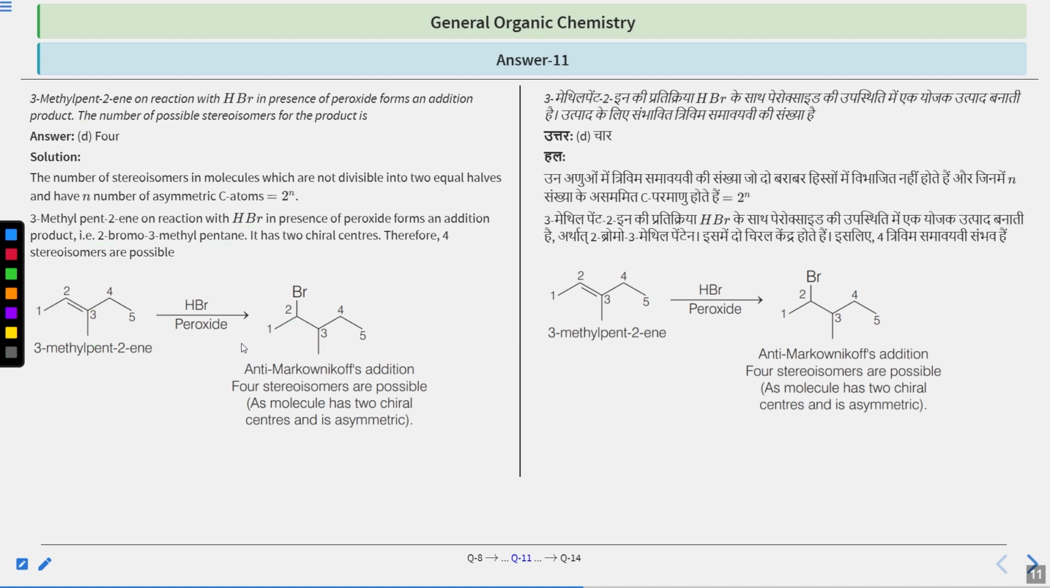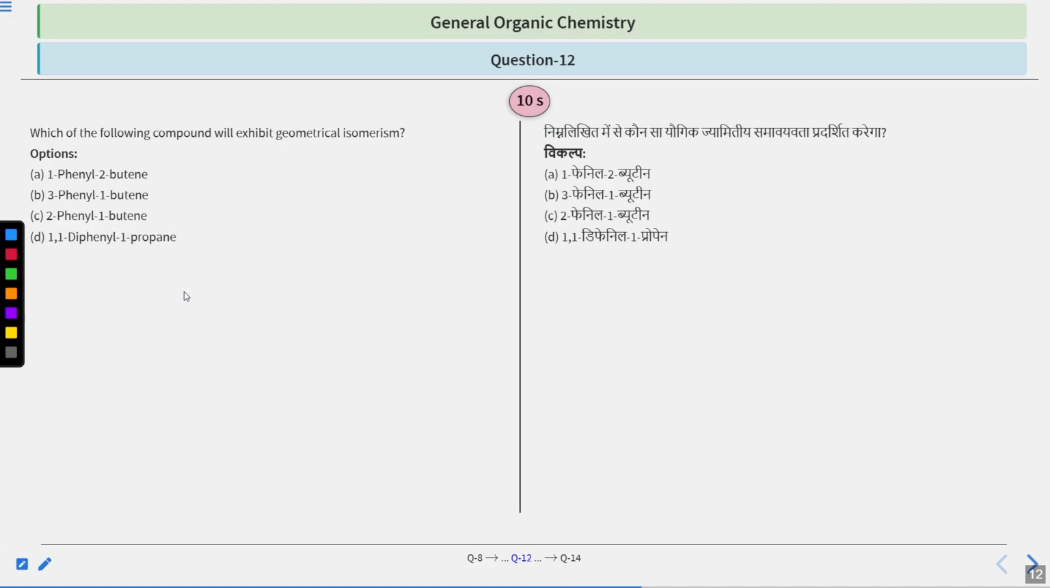Okay, let's move on to the next question. Question number 12. Which of the following compounds will exhibit geometrical isomerism? In the options, we are asked which one exhibits geometrical isomerism.